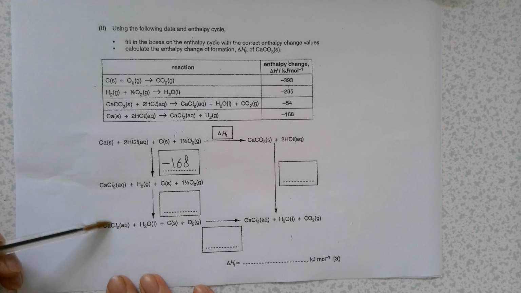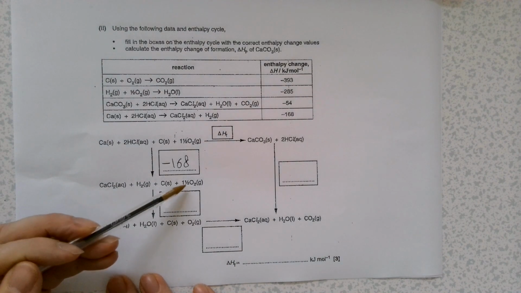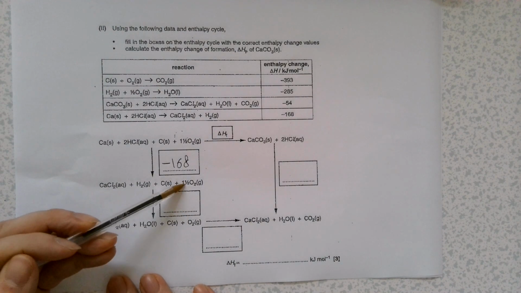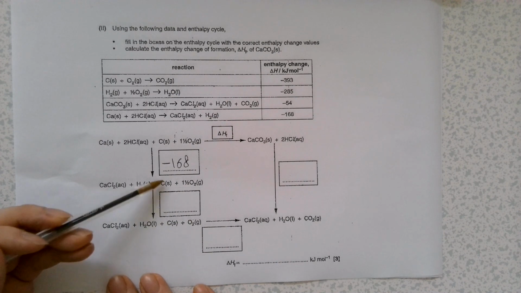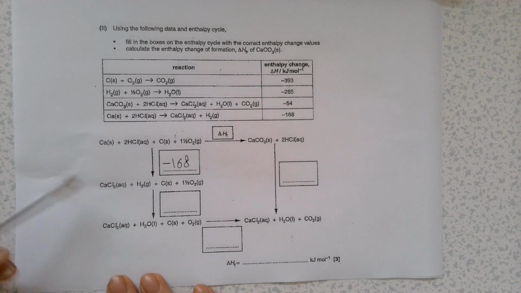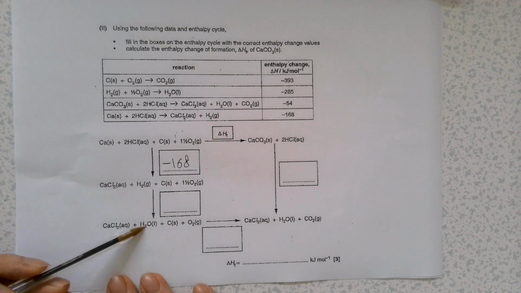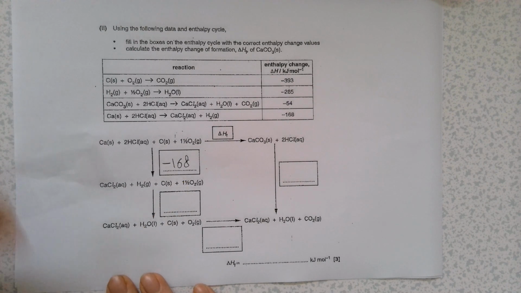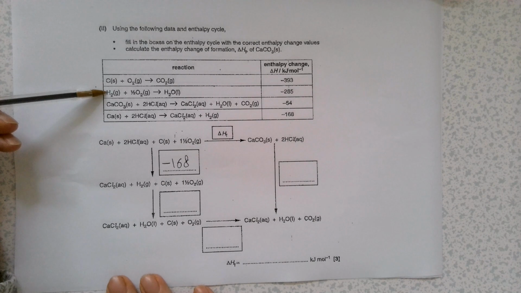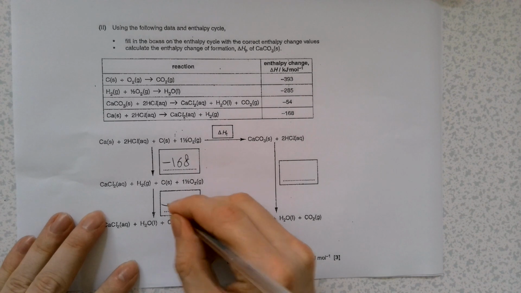So now my calcium chloride stays the same. I can ignore that. One of my oxygens has stayed the same. My carbon stayed the same. However, H2 and half an O2 has changed to H2O. So H2 plus half O2 goes to H2O. That's minus 285.